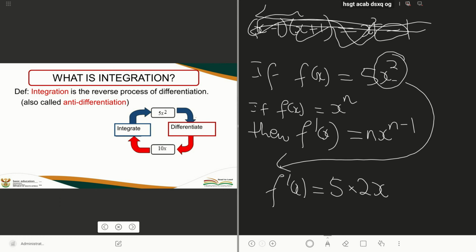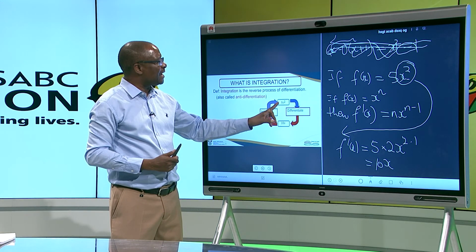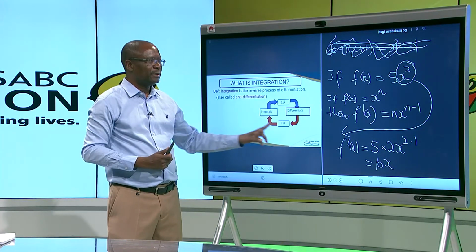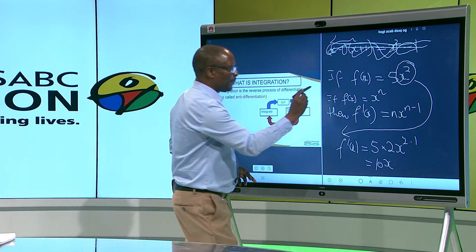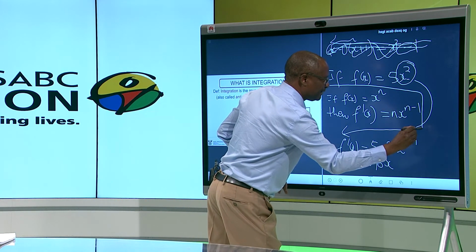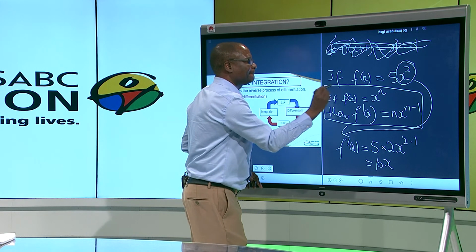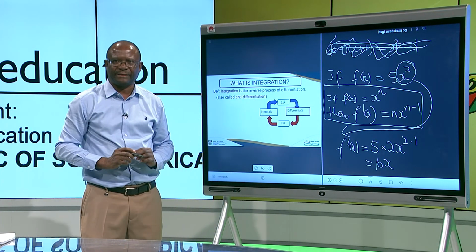Then x to the exponent of 2 minus 1. Then this will be 5 multiplied by 2, which will give you 10x, because 2 minus 1 is equal to 1. Now we can say the derivative of 5x squared is equal to 10x, because you were applying the rule of differentiation.